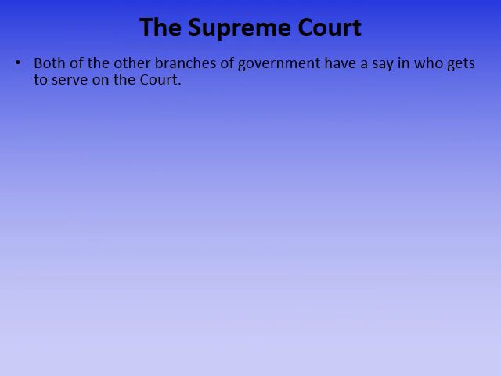Both of the other branches of government end up having a say in who gets to serve on the court. And we saw that the president gets to nominate the justices that he wants, and then the Senate gets to confirm those justices. That's part of our checks and balances system. The founding fathers wanted to make sure that all 3 branches of government kind of were able to keep an eye on each other so that no one branch got too much power. And so this is how the other 2 branches kind of keep a watch on the judicial branch.